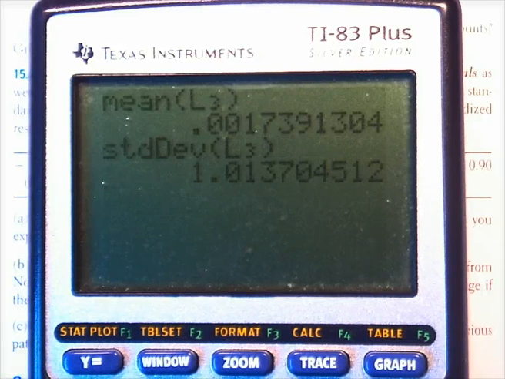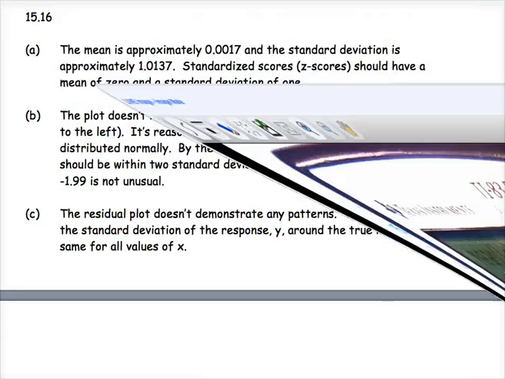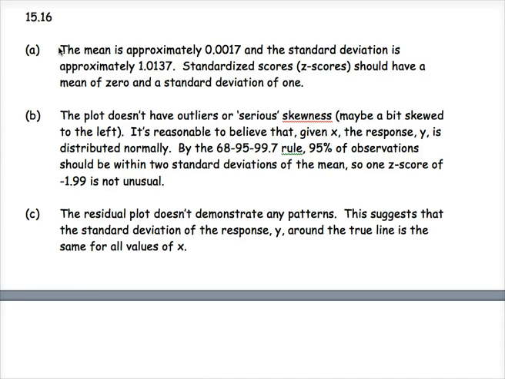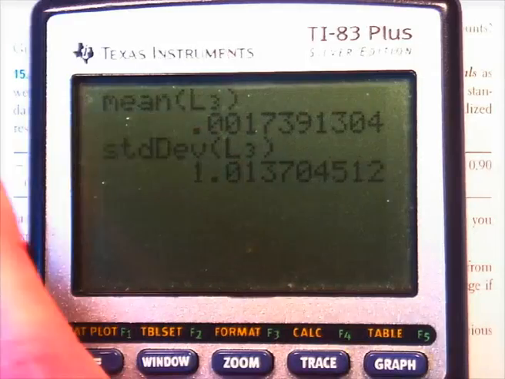So these values shouldn't be much of a surprise. These are z-scores. So a set of z-scores should have a mean of 0 and a standard deviation of 1. The difference here is just rounding error. So if you look at how I wrote about this, the mean is approximately 0.0017, nearly 0. The standard deviation is approximately 1.0137, again approximately 1. Not a surprise because standardized or z-scores should indeed have a mean of 0 and a standard deviation of 1. So good review.